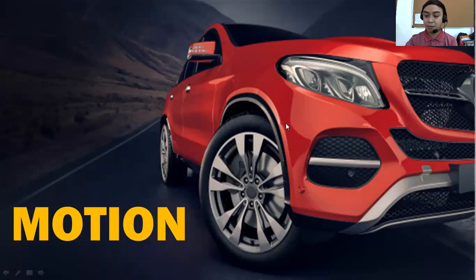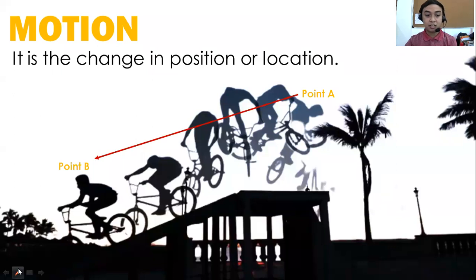So what is motion? Motion is the change in location or position, such as this person traveling from point A to point B. There is actually a transfer of this particular person from point A to point B. There is change in position or location, and that is motion. If there is change in position or location, there can be motion that can be observed.